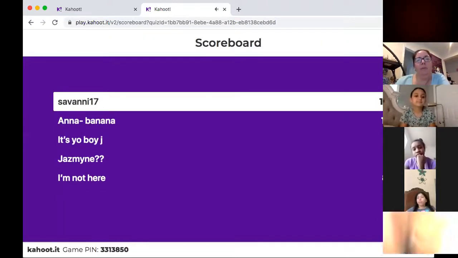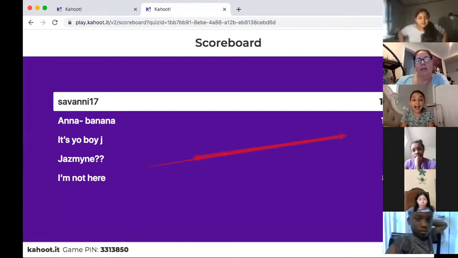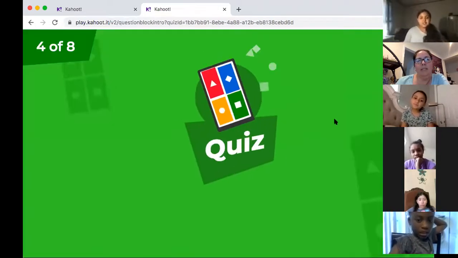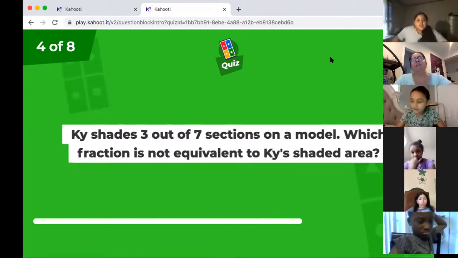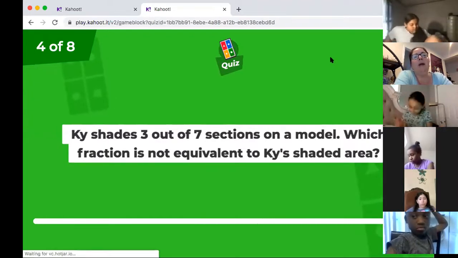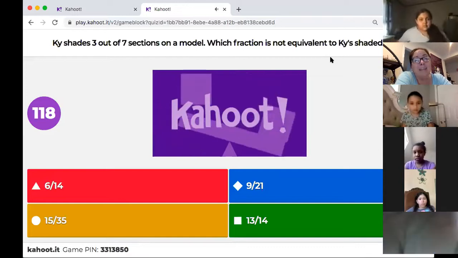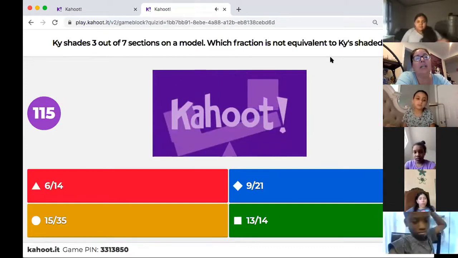Ooh, Savannah, you moved on up with Annalie close behind. Oh, Lord. All right. Chi shades 3 out of 7 sections on a model. Which fraction is not equivalent to Chi's shaded area?